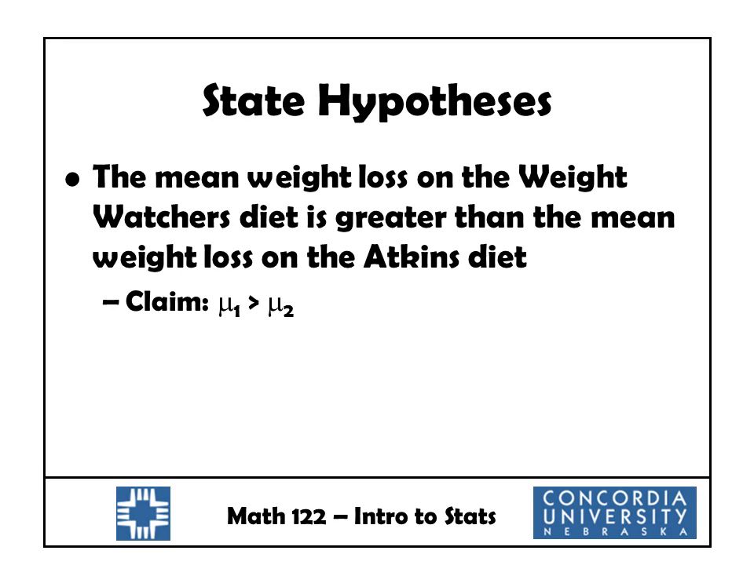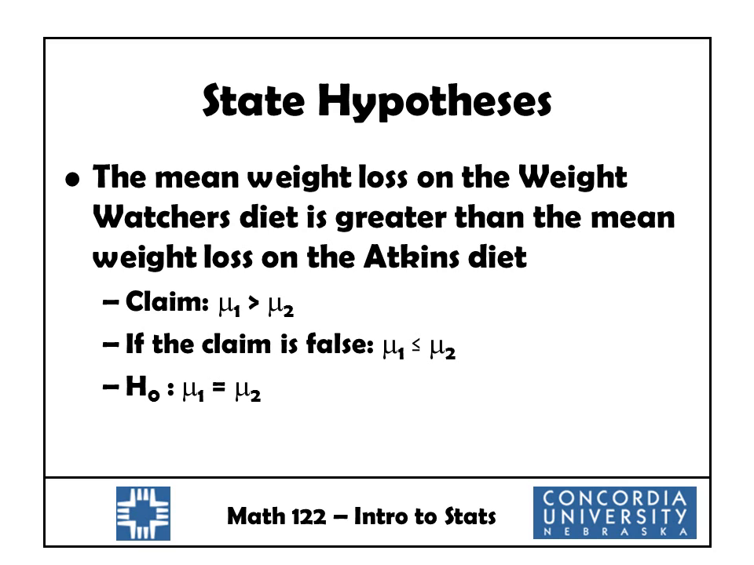State our hypotheses. The claim in mathematical notation would be that mu1 is greater than mu2, because the claim is that the mean for Weight Watchers is greater than the mean for Atkins. Now if false, mu1 is less than mu2. Our null comes from the one of those two that contains equality, mu1 equals mu2, and the alternative is the other one. So notice that these hypotheses look very similar to example 1, except that we're using mu instead of p.